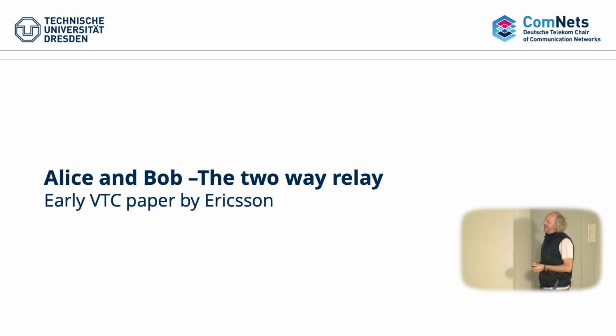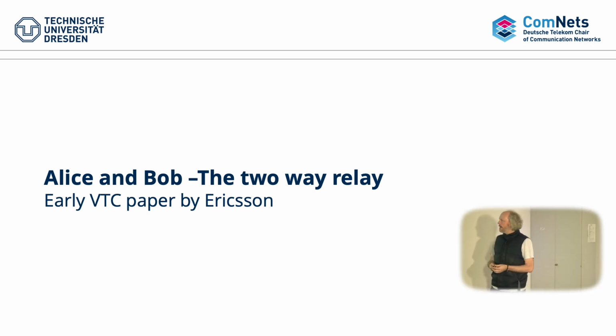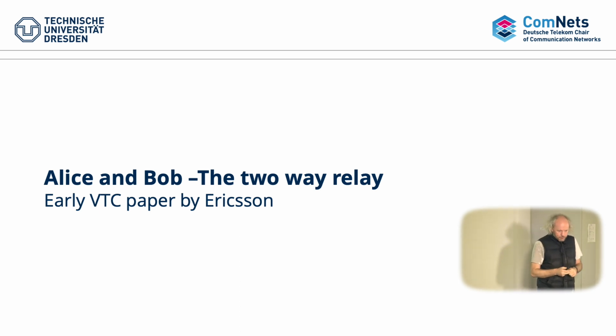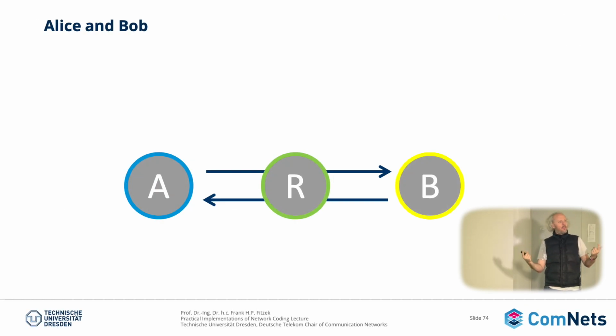So let's start with the Alice and Bob, the two-way relay, right? And this was one of the first papers where network coding was mentioned. I think it was 2 years before the actual Ahlswede paper came out. It was an early VTC paper by Ericsson, and they just had Alice and Bob, where Alice and Bob were two mobile phones, and the guy in the middle, the relay, Charlie, was the base station.